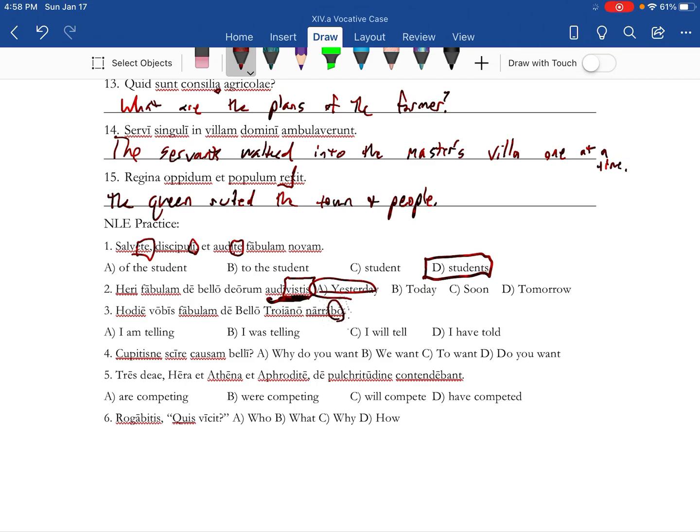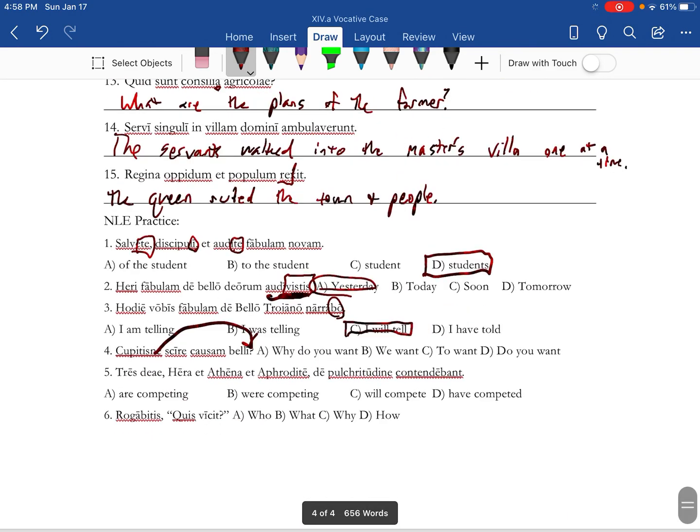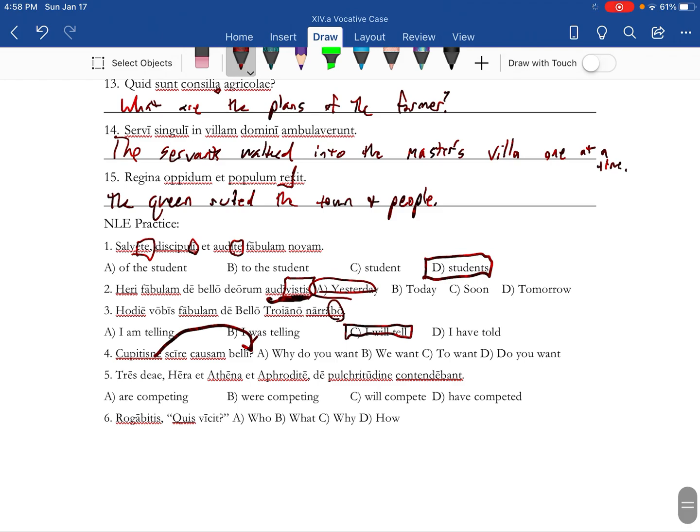Narrabo, I will tell. The ne means it's a question. And we have why. Why do you want? We want, to want, do you want? Alright, we don't have a cur. The s on there, the tis is not we. No re, so we're going with do you want? And we would say do y'all want?